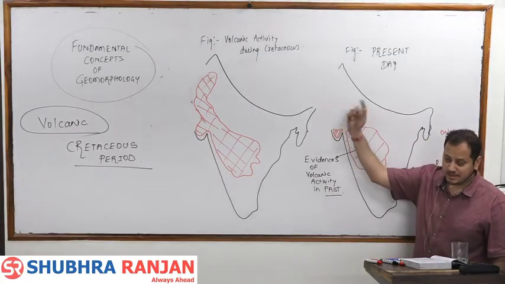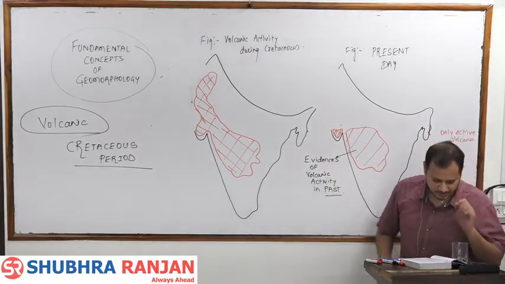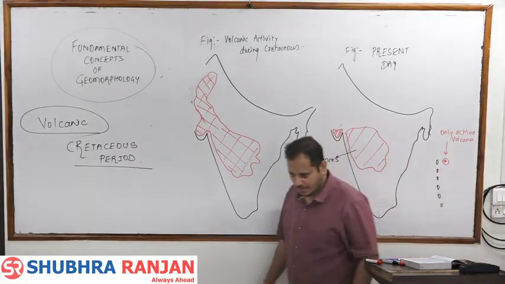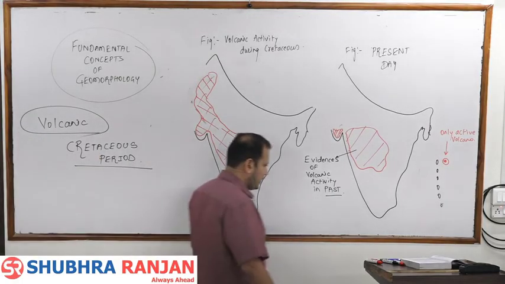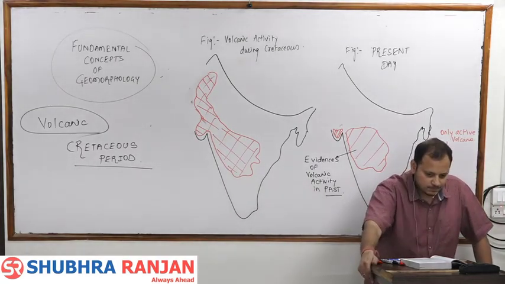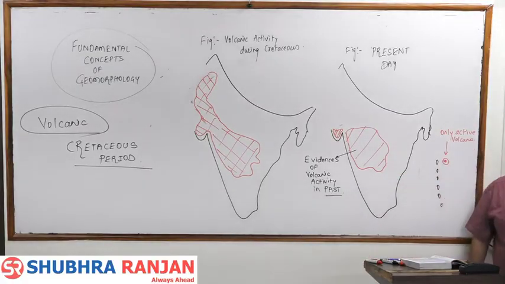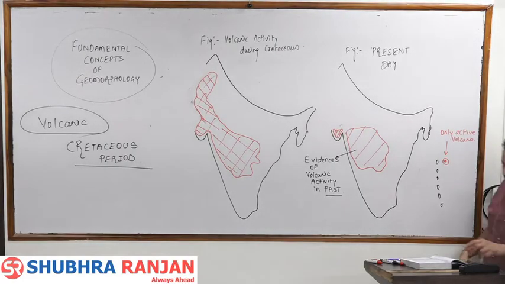Why are we not drawing this? I'll explain to you. First draw what you should be drawing in the exam. This is what you will be drawing in the exam. Present, past and present. Which is this barren island, only active volcano in India, no volcanic activity here.